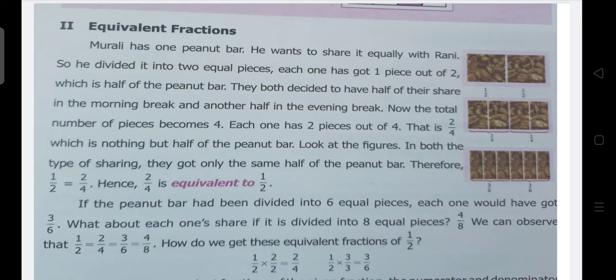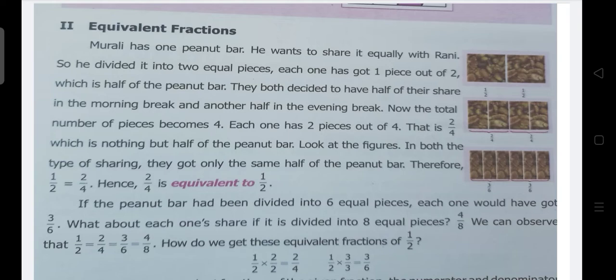Hence 2 by 4 is equivalent to 1 by 2. If the peanut bar had been divided into 6 equal pieces, each one would have got 3 by 6. So 1 by 2 is equal to 2 by 4 is equal to 3 by 6 is equal to 4 by 8. How do we get these equivalent fractions of 1 by 2?